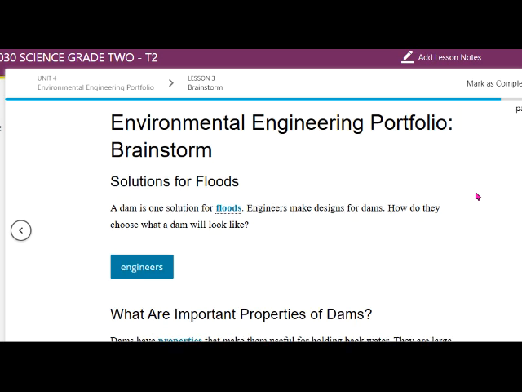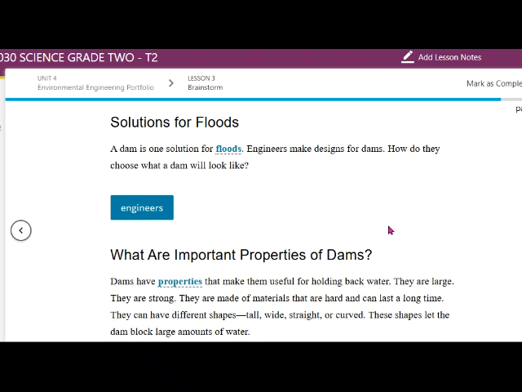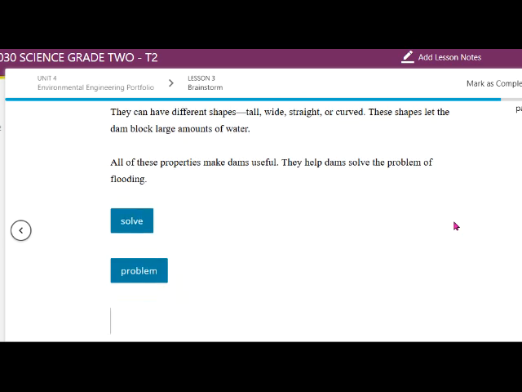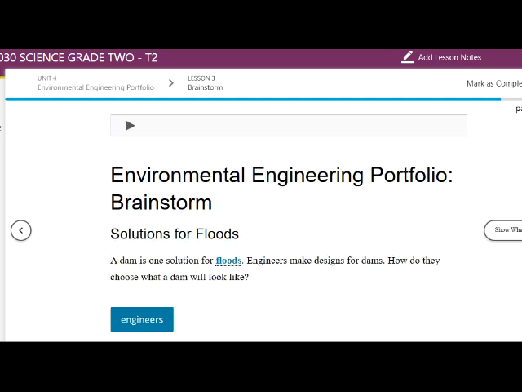A dam is one solution for floods. Engineers make designs for dams. How do they choose what the dam will look like? So how do they do that? How do you think they choose? They think about those important properties. Dams have properties that make them useful for holding back water. They are large, they are strong, they are made of materials that are hard and can last a long time. They have different shapes, tall, wide, straight, or curved. These shapes let the dam block large amounts of water. All of these properties make dams useful. They help dams solve the problem of flooding.